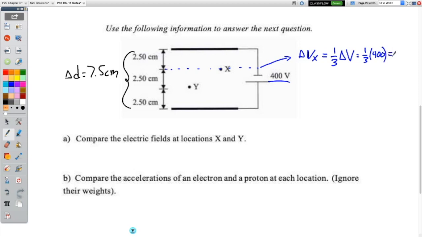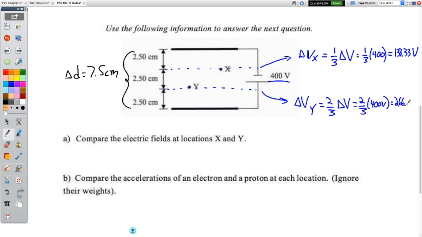Whoops, forgot my units. That's 133.33 repeating volts. What about at Y? Well, if X is 1/3, then what distance is Y away? If we're choosing this as the direction we're going to do it in, then Y is 2/3 away. It's twice as far. If 2.5 is 1/3, then 5 is 2/3. So the potential difference at Y would be 2/3 of our potential difference. So 2/3 of 400, which gives you 266.6 repeating.